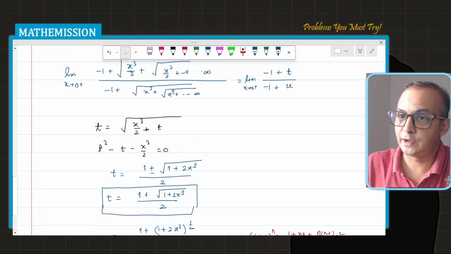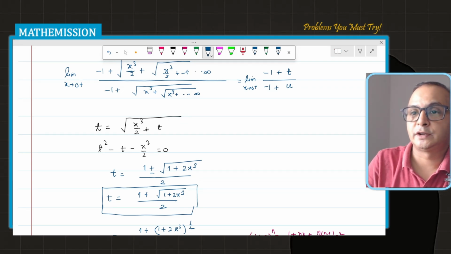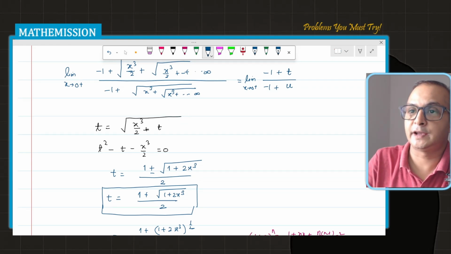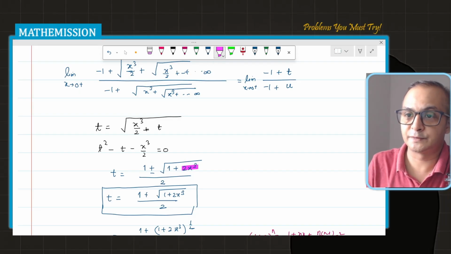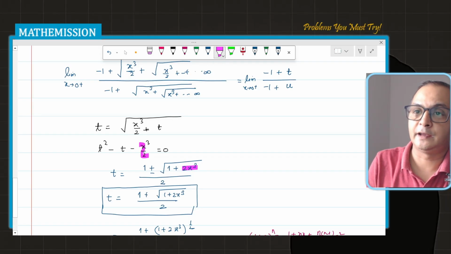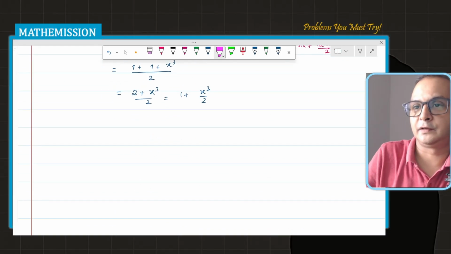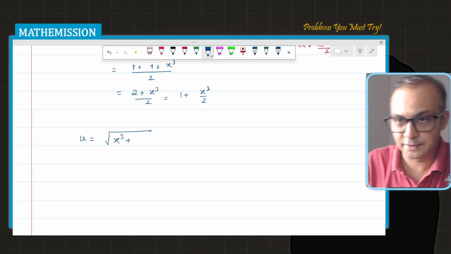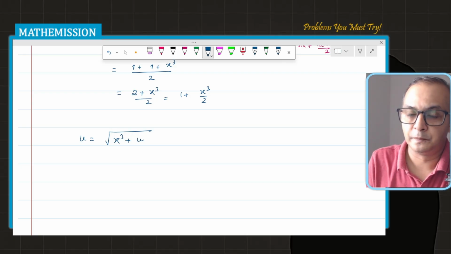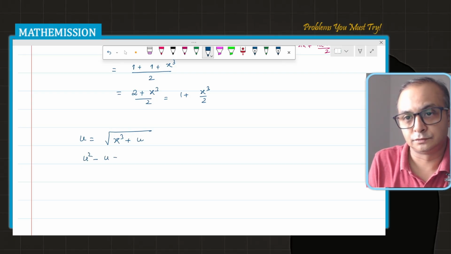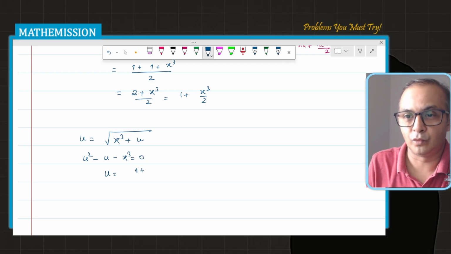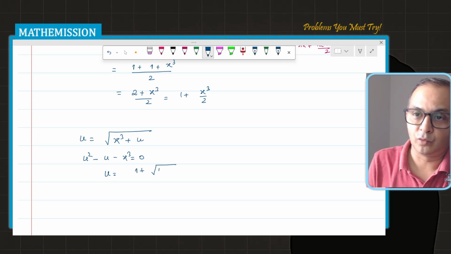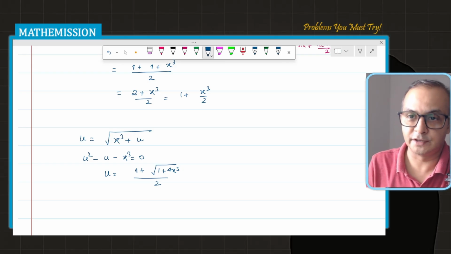Can we get the value of u as well? Of course. So you can notice there's a similar calculation we have. Instead of x cubed by 2 at this place, rather, I have x cubed. But let's calculate it. So I have u equal to square root of x cubed plus u. Therefore u squared minus u minus x cubed will be 0, and so you will have this value: 1 plus the square root of 1 plus 4x cubed, and divide by 2.